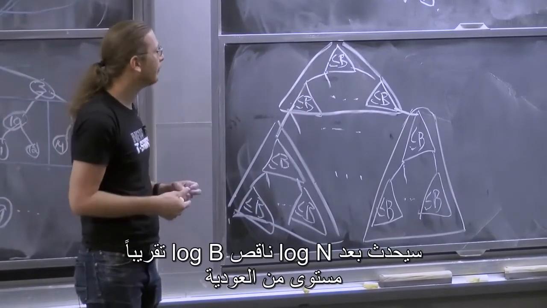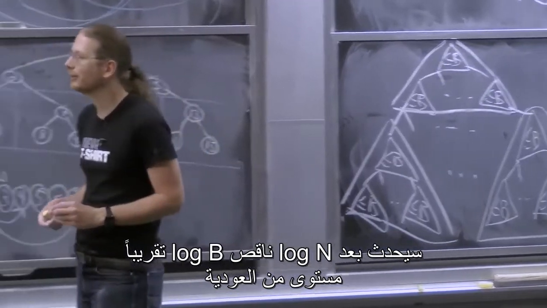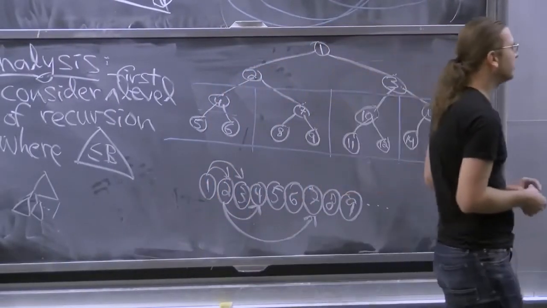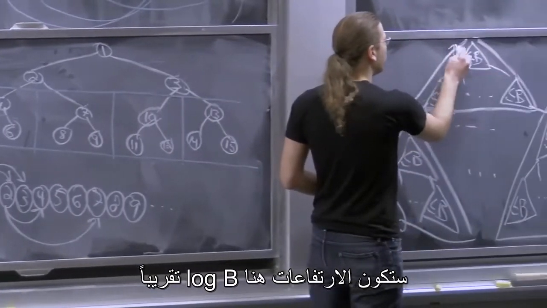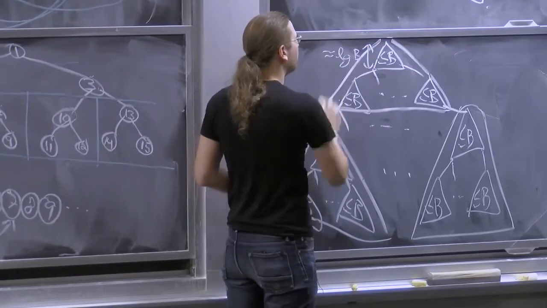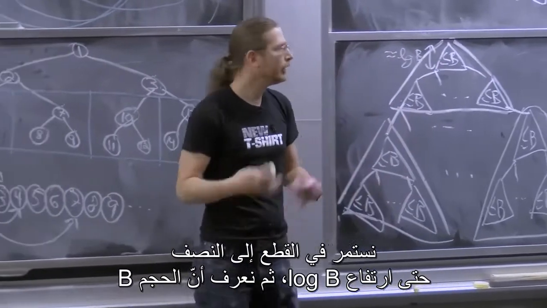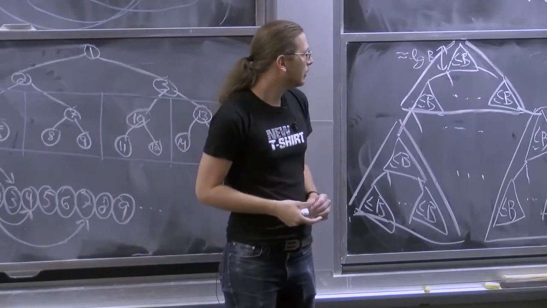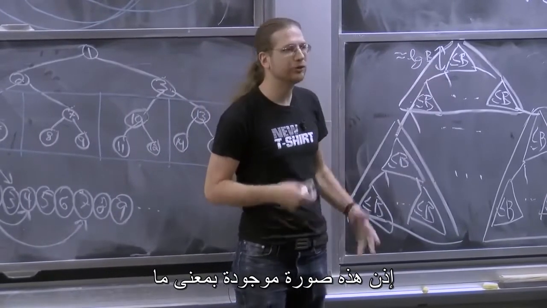It's going to happen after roughly log n minus log B levels of recursion. Right? The heights here will be roughly log B. We keep cutting in half till height log B, then we know the size was B. Okay, so this is a picture which exists in some sense.